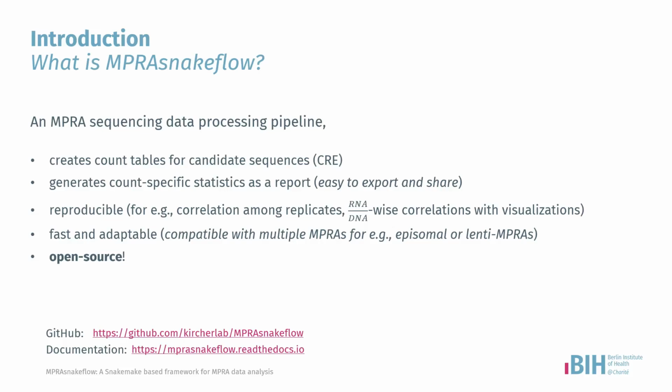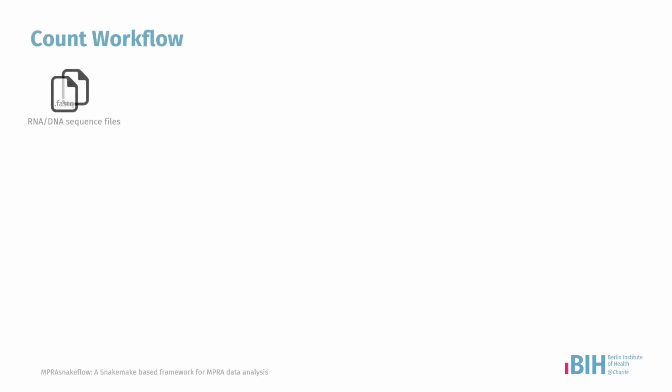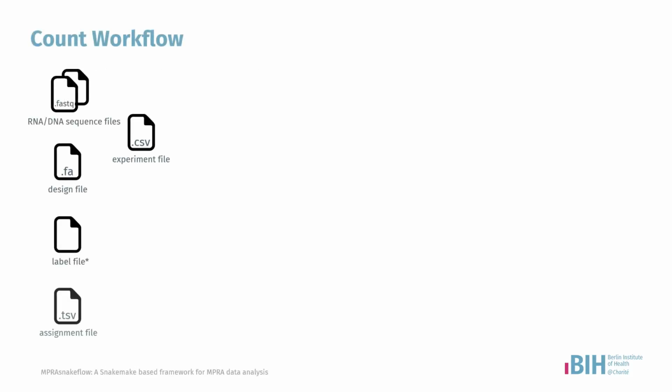Now that we know what MPRAsnakeflow is, let's have a closer look at how it creates count tables by showing how it does this with the count workflow. Once the sequencing step is done, MPRAsnakeflow requires certain files. For example, the RNA and DNA sequence data, and experimental summary data. Let's say there are 3 replicates done. MPRAsnakeflow needs to know which files belong to which experiment.